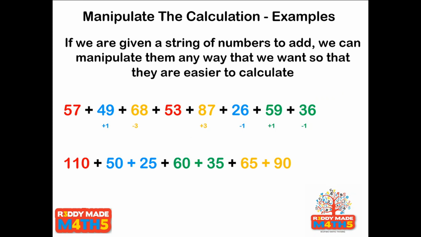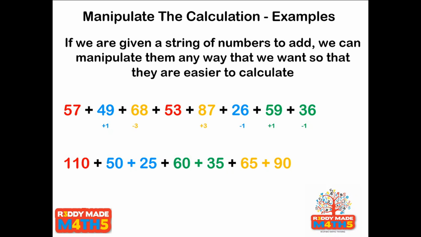So I put the 57 with the 53. That just got those 2 numbers out of the way. You can see those in red. The ones that are in blue, I looked at a 49 and 26 and thought, aha, let's manipulate the calculation. Pass 1 over, and we end up with a much easier 50 add 25. Similarly, with the 2 green ones at the end, again, I passed 1 over, made 60 add 35.